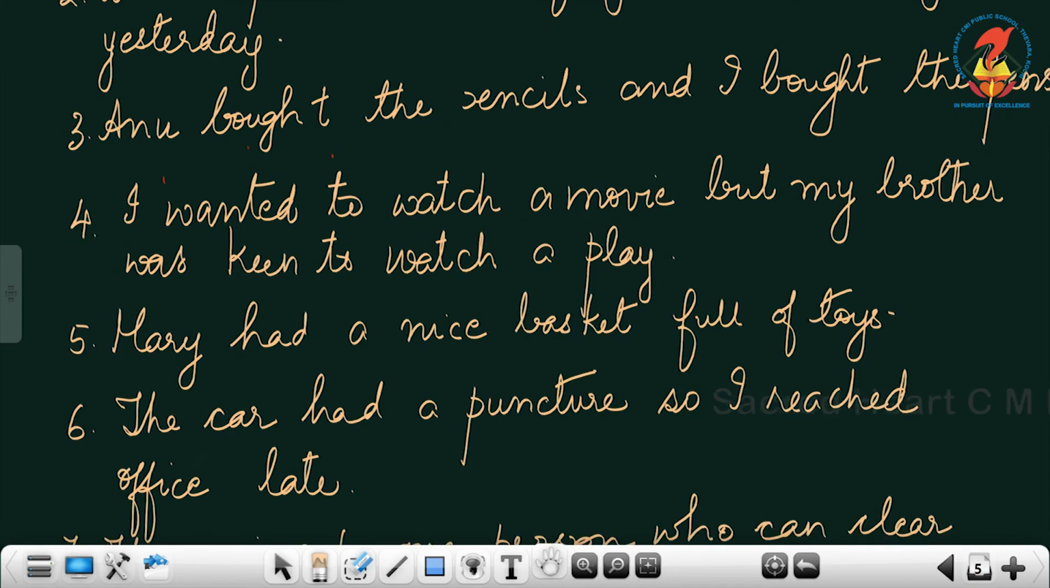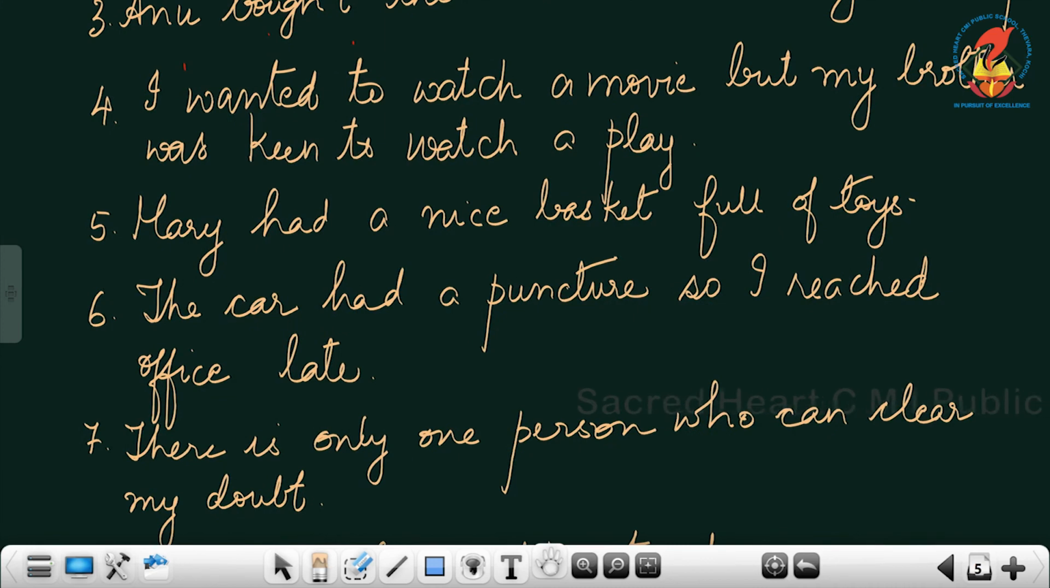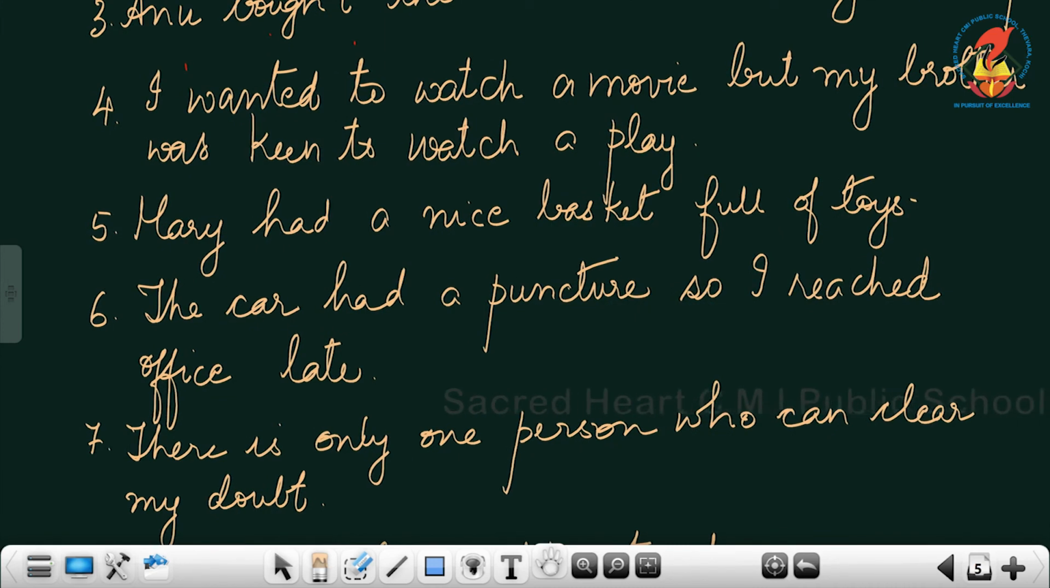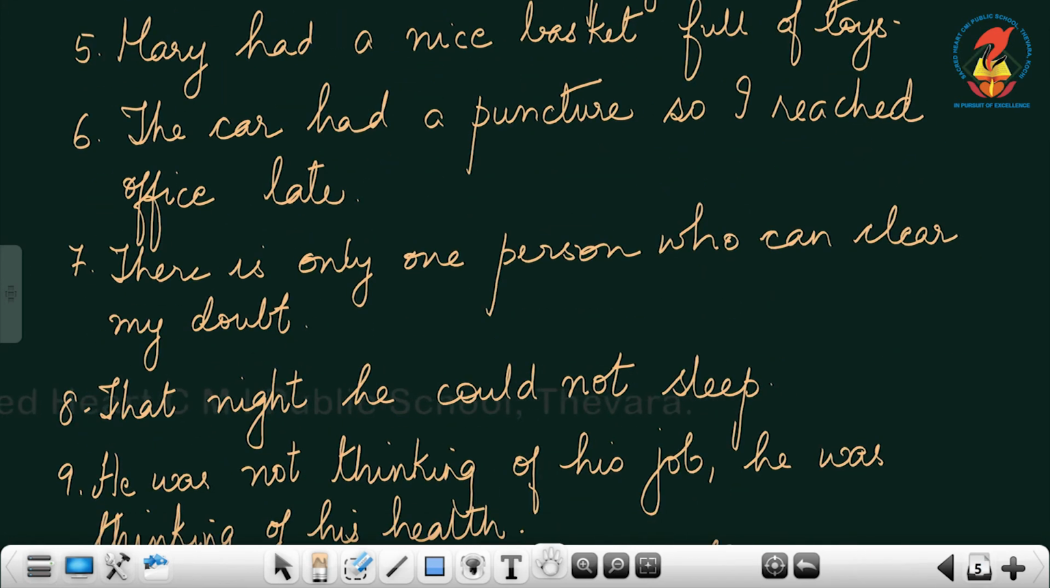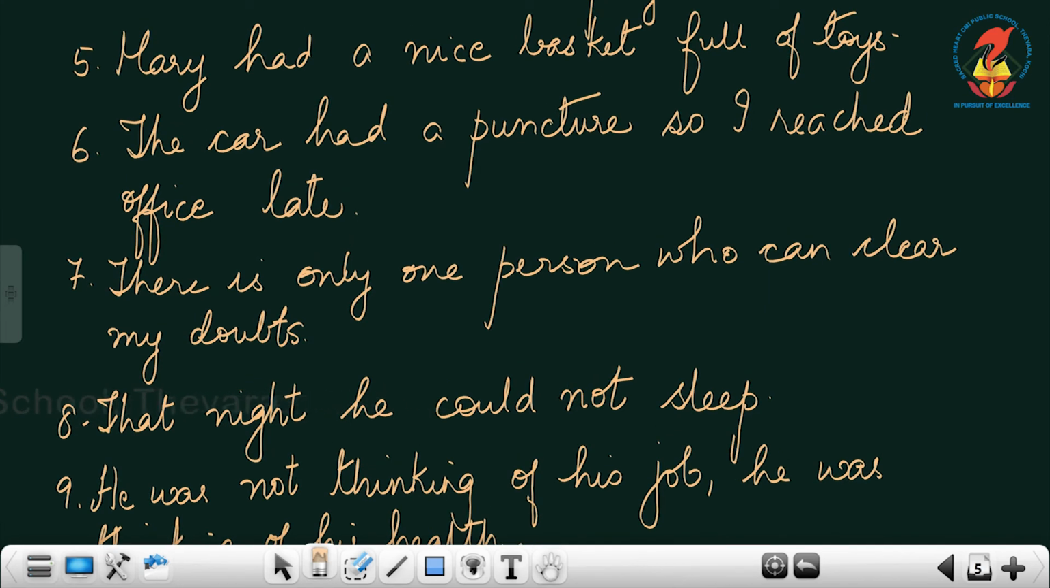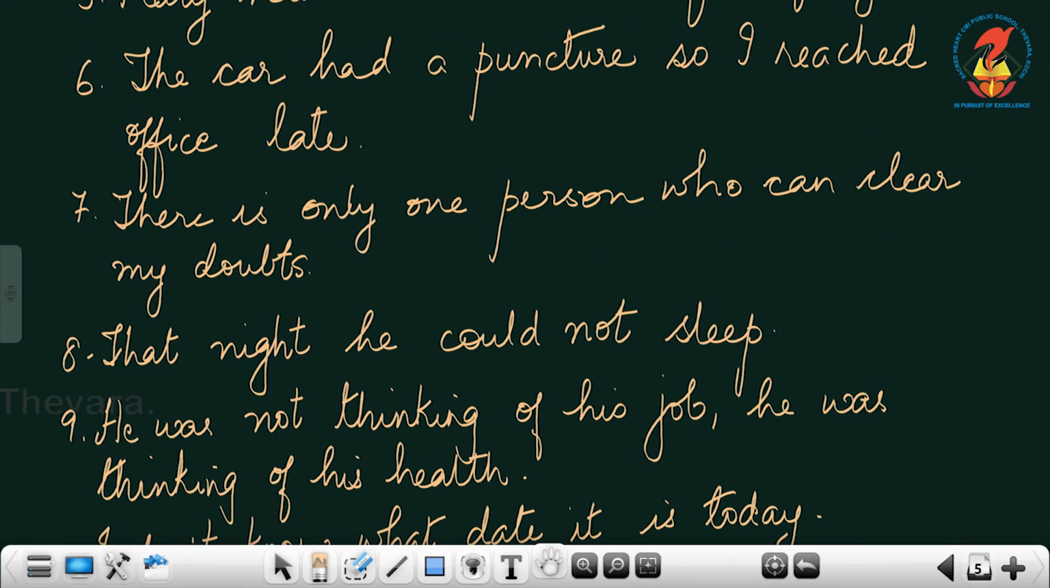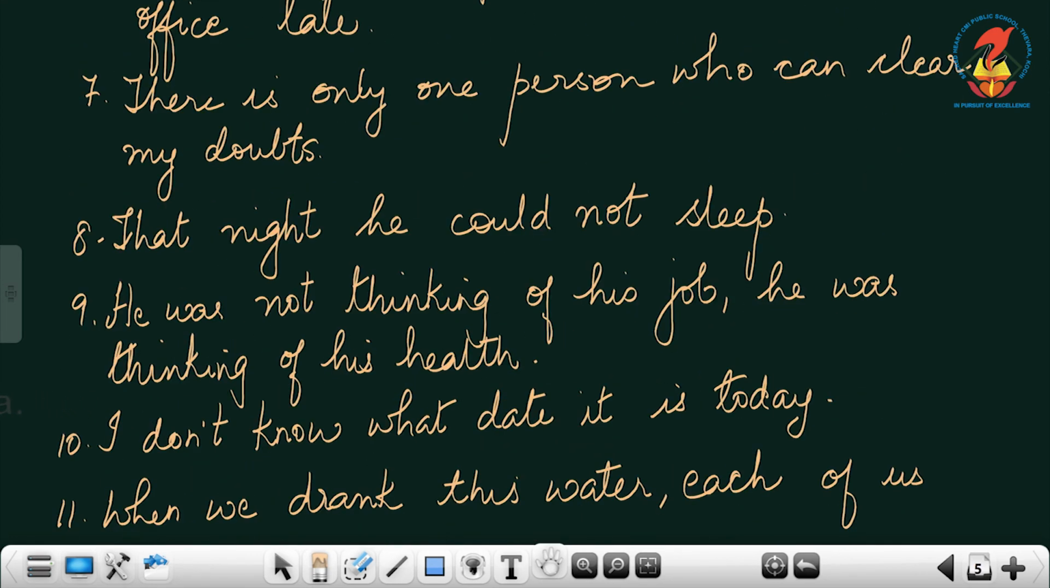Next one, keep on writing all these sentences into your notebook. Mary had a nice basket full of toys. The car had a puncture, so I reached office late. Next one, there is only one person who can clear my doubt. Or you can make it doubts. Who can clear my doubts? Then, next one. That night he could not sleep. Ninth one. He was not thinking of his job. He was thinking of his health.